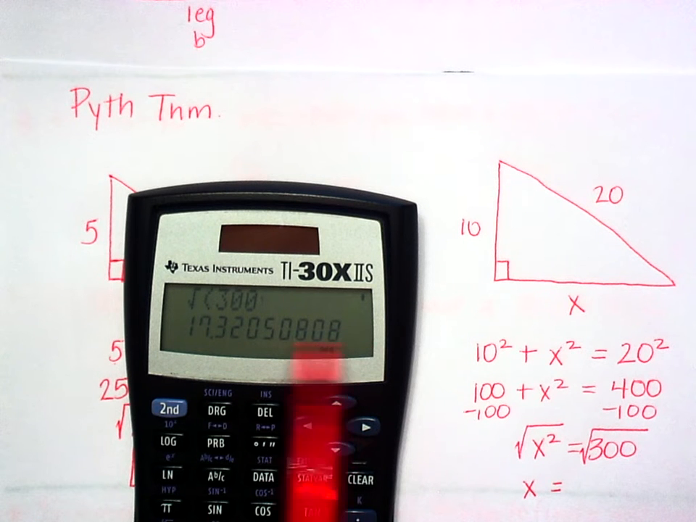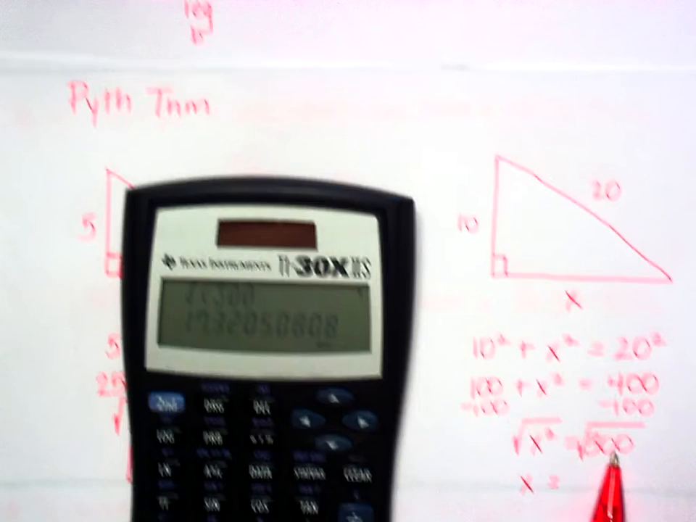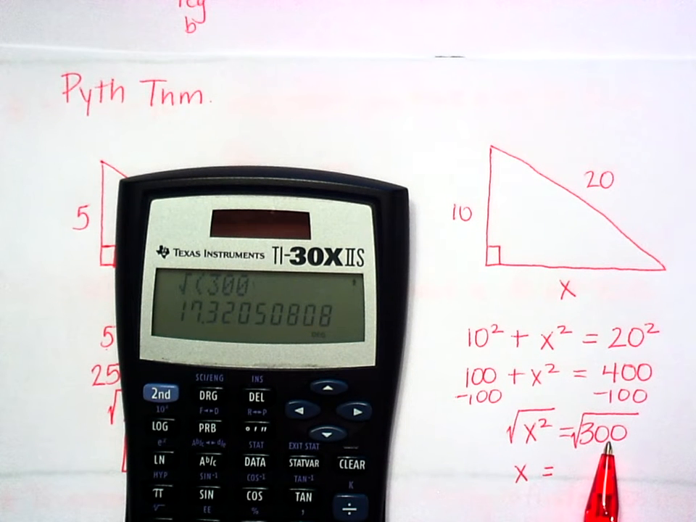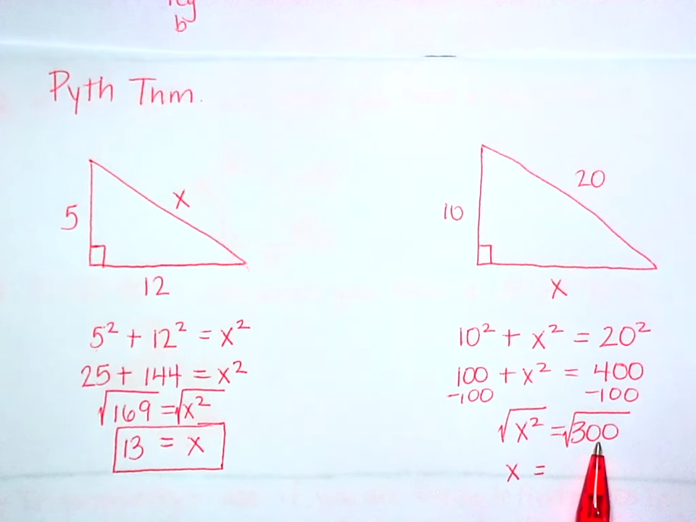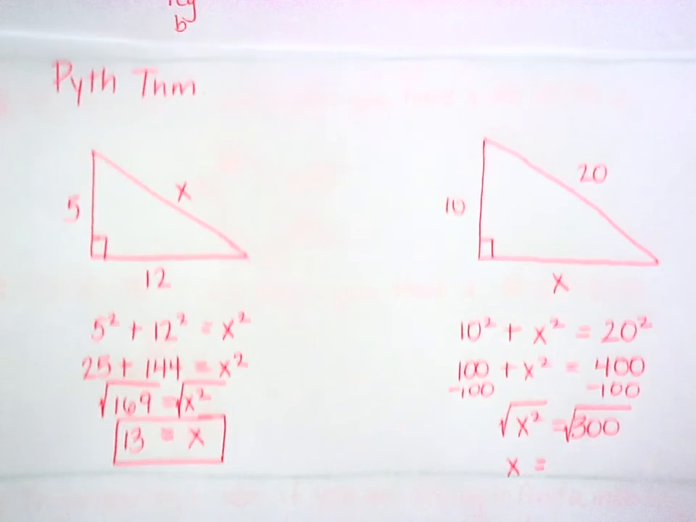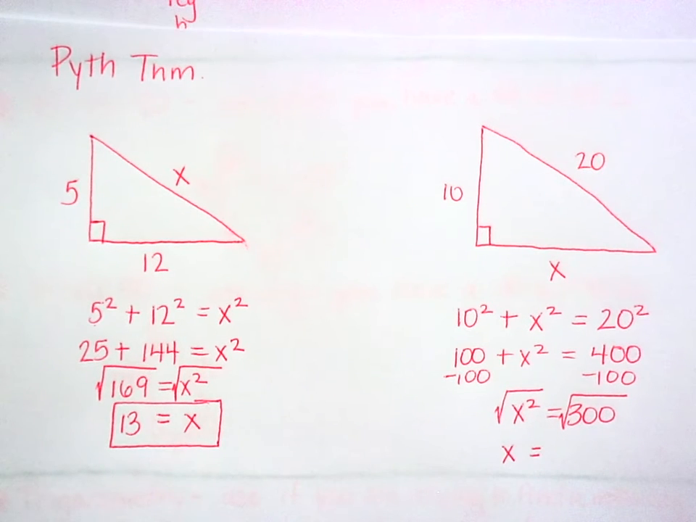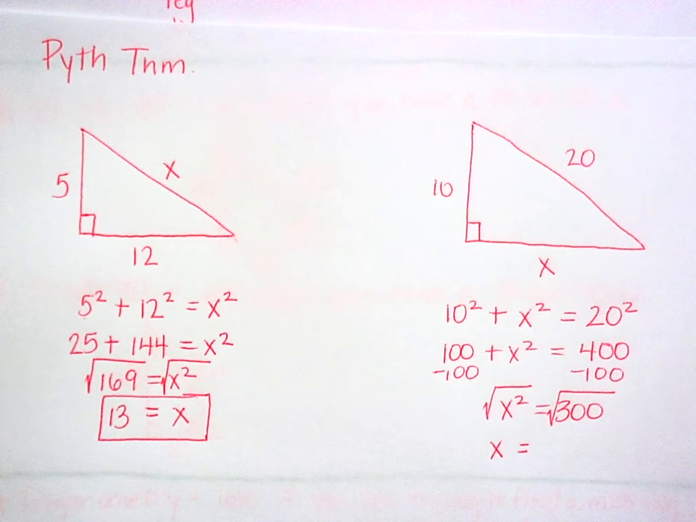So instead of rounding this, I'm just going to go back to the square root of 300, and I'm going to see if that can be simplified. Okay, so I'm not going to plug it into the calculator. I'm just going to simplify the radical, okay? So I'm going to ask myself if 300 is divisible by any perfect squares.